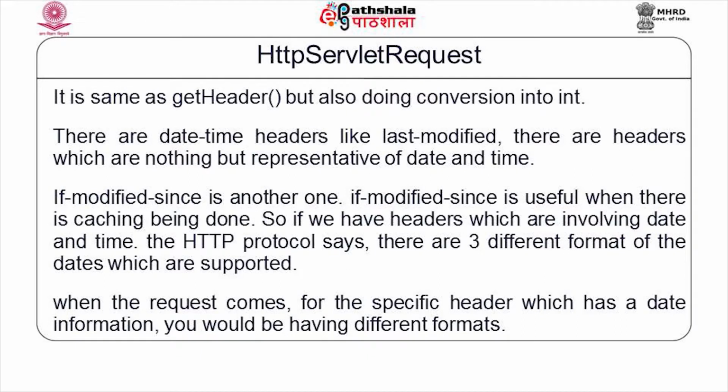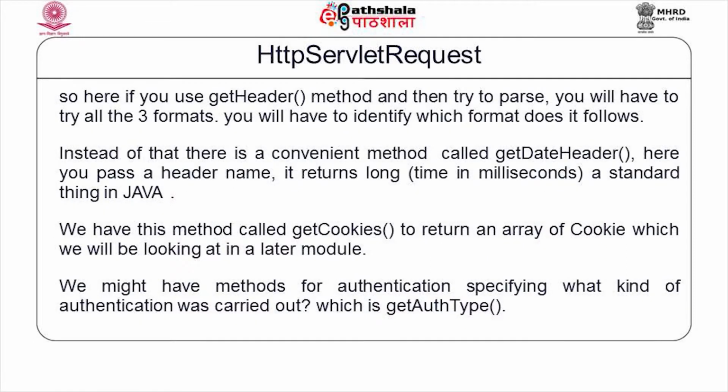So, when the request comes for a specific header which has date information, you would have different formats. If you use the get header method and then try parsing, you will have to try all 3 formats. You will have to identify which date time format it follows and then do the proper parsing yourself. Instead of that, just like we had the get int header, here we also have a very convenient method called get date header.